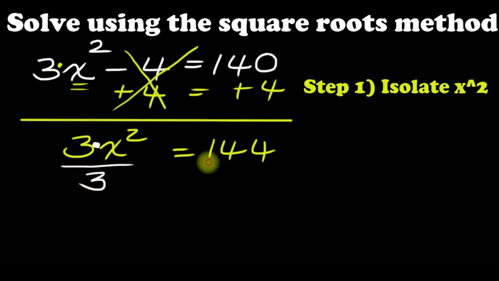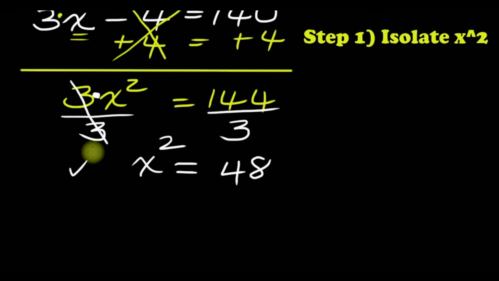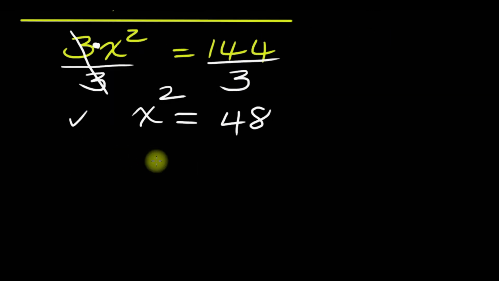So if I divide this side by 3, I gotta divide the 144 by 3. So 3 over 3 turns into a 1. So 1x squared is the same as x squared. And then 3 goes into 144. So it's going to be 4, 12, 24, so 48. So 3 goes into 144 is 48 times. So this is step 1, isolate x squared. So we got the x squared by itself.